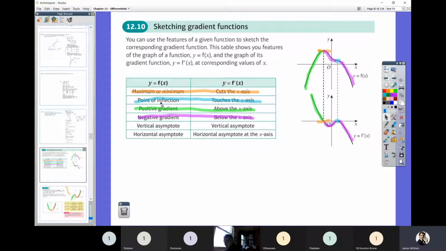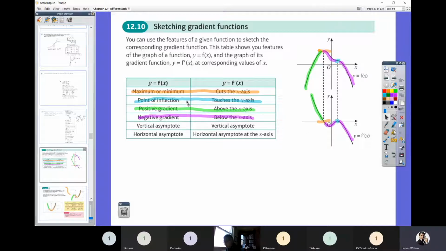Now, at a point of inflection, the gradient is still 0. But it doesn't change direction, does it? The example we've got here, the graph is still continuing to go downhill afterwards. So it's not going from a negative to a positive gradient or a positive to a negative gradient. So it just touches the x-axis. It doesn't cross the x-axis.